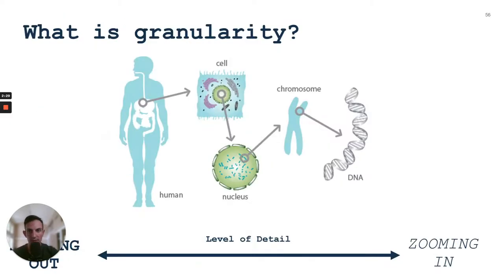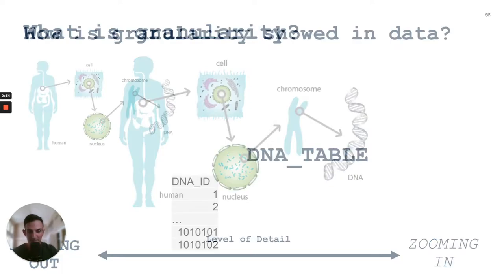What is granularity? Granularity is just the level of detail of your data. You're either going to be zoomed in really far or you're going to be zoomed out. So for example here, we have a human being as the most zoomed out level of detail. And then on the far right, we have the DNA being the most zoomed in level of detail. And across data, we can actually change the level of detail or granularity.